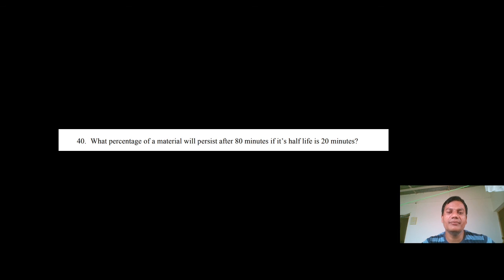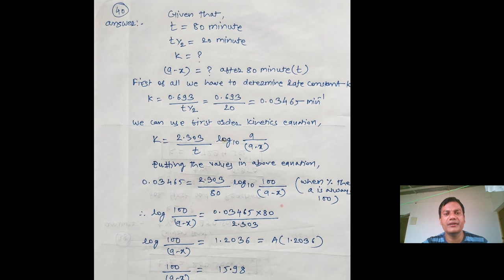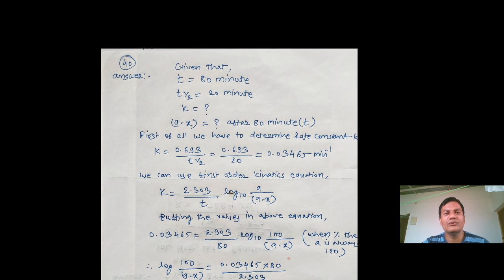What is given? Half life period is given. So write in the answer the given data: t is equal to 80 minutes, half life period is 20 minutes. With the help of these two given data we can calculate the rate constant, and after calculating the rate constant we have to determine the concentration. So we must know the rate constant and time. Time is given. We don't know the rate constant, which we can determine with the help of the half life period. So first of all we have to determine the rate constant.